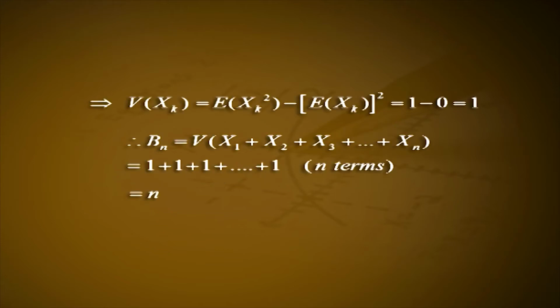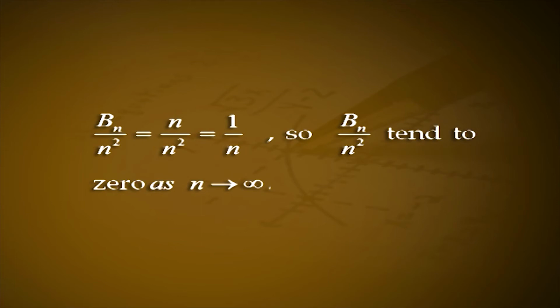This implies variance of xk equal to expectation of xk square minus expectation of xk the whole square, that is equal to 1 minus 0, that is 1. Therefore, Bn, variance of x1 plus x2 plus x3 etc. plus xn, that is equal to 1 plus 1 plus etc. plus 1, n terms, that is equal to n. Therefore, Bn divided by n square equal to n divided by n square, that is 1 by n. So, Bn divided by n square tends to 0 as n tends to infinity. So, WLLN holds for the given sequence xk.